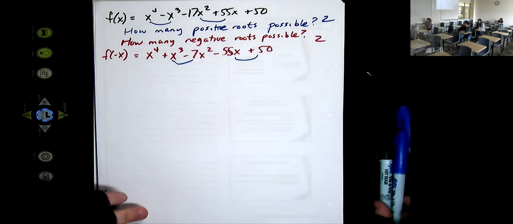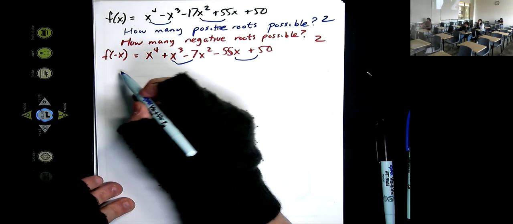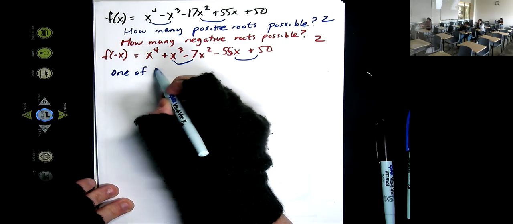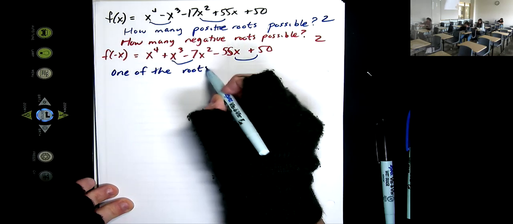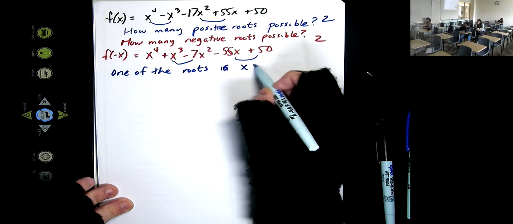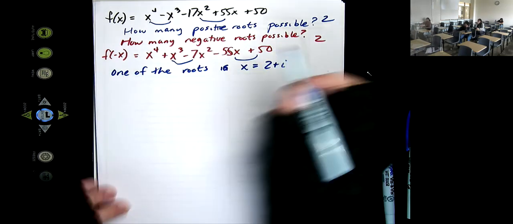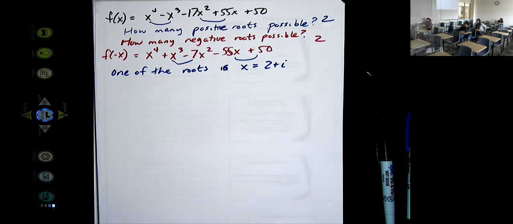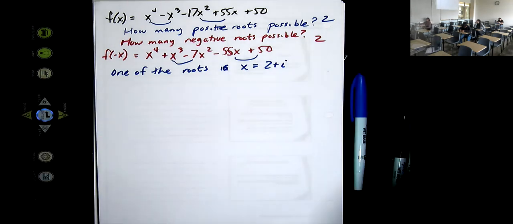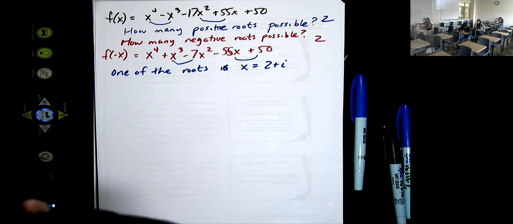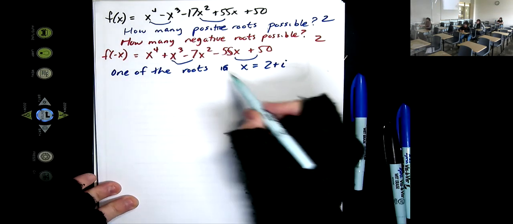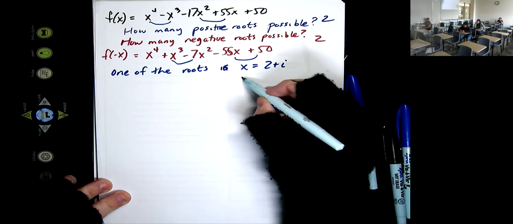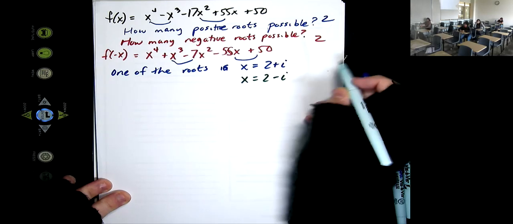I'm going to tell you right away, this has 2 complex roots. One of the roots is x equals 2 plus i. So let's go through and figure out what roots we have. So x equals 2 plus i is a root. We are guaranteed that x equals 2 minus i is a root also.